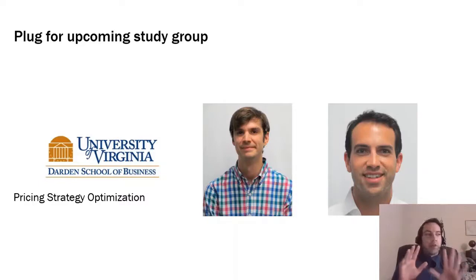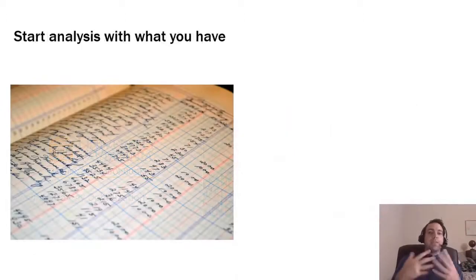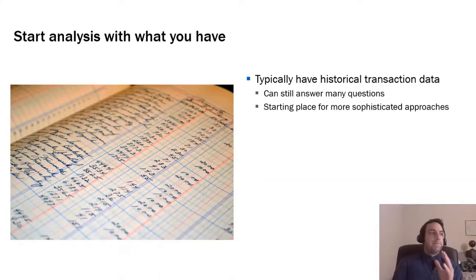But today I don't want to talk about some of these more sophisticated methods and then also rely on a lot of those other pieces of information. I want to just start by saying, start your analysis with what you have. Typically, organizations have historical transaction data available to them. They'll have information on their deals. And with this, you can still answer many questions, and it can provide a good starting place for future analysis that you might do.